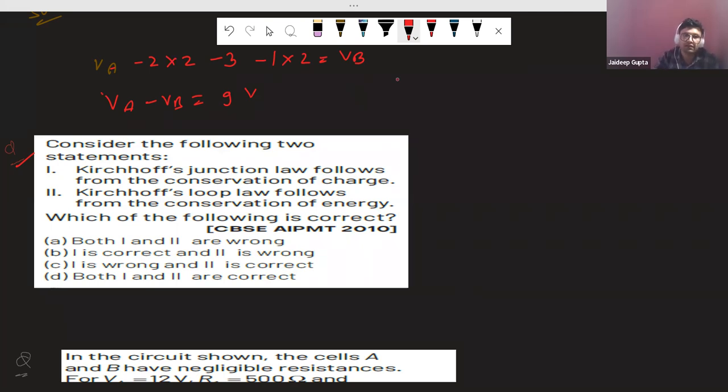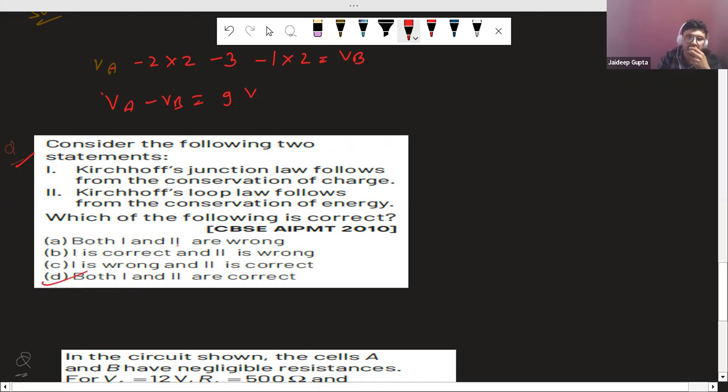B. Both statements are correct. All right. Kirchhoff's junction law follows the conservation of charge. Kirchhoff's loop law follows from the conservation of energy. D is the correct statement. Okay.